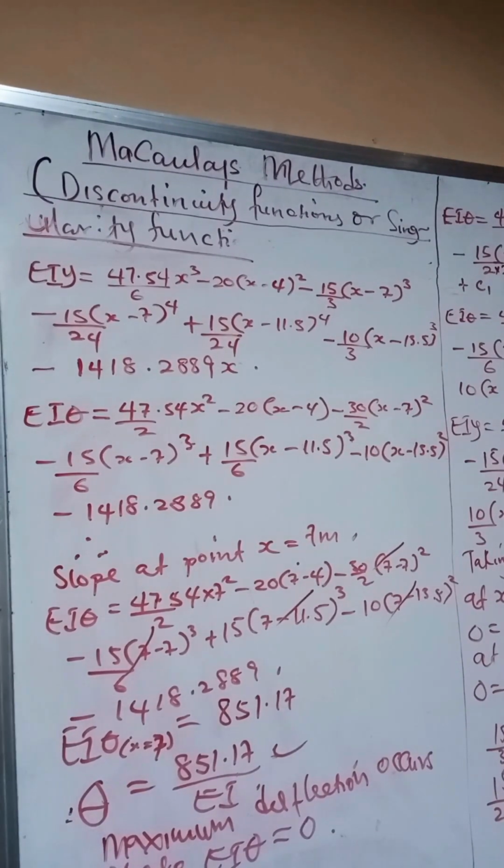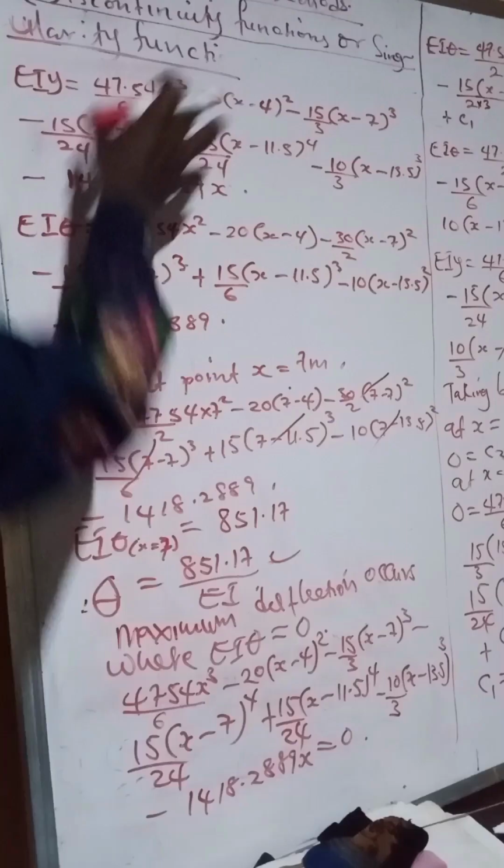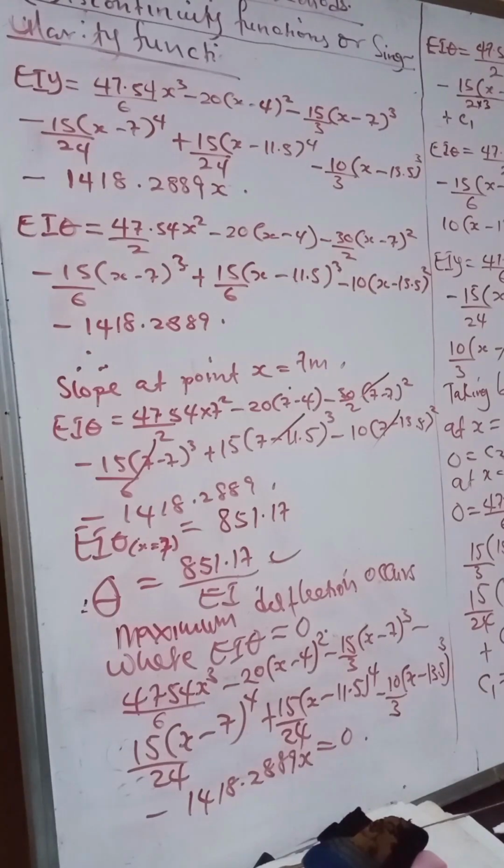Okay, so all we need to do is to equate this. We do that, and we look for the value of x. So we'll say 47.54x to be 0. We look for the value of x, and we plug in that value where we solve that quadratic expression. When we solve that quadratic expression, we are going to have the value of x that will produce the maximum moment in this particular beam.